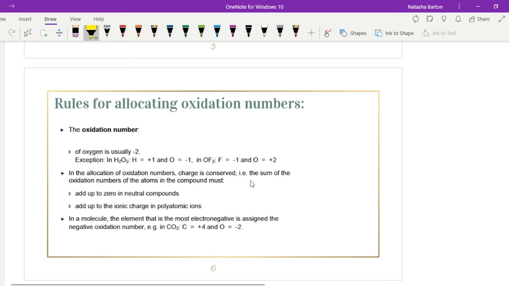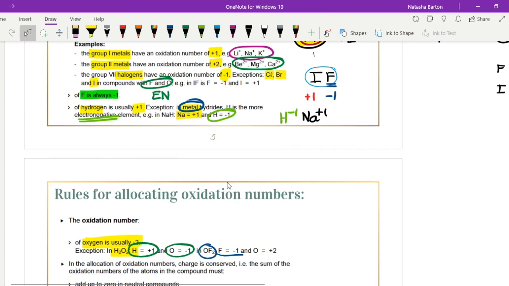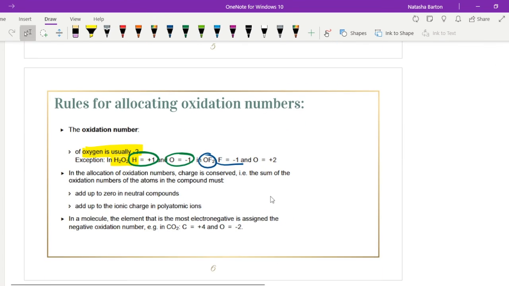More rules. Oxygen is usually -2. But if you have oxygen bonded to hydrogen, like in hydrogen peroxide, we are going to find that the oxygen gets a -1 while the hydrogen gets a +1. If oxygen is bonded to fluorine, since fluorine is so electronegative, fluorine will still maintain its -1, because remember we said fluorine is always -1. And oxygen, as a consequence, will have a charge of +2. So watch out for these exceptions. It's how we catch you out.